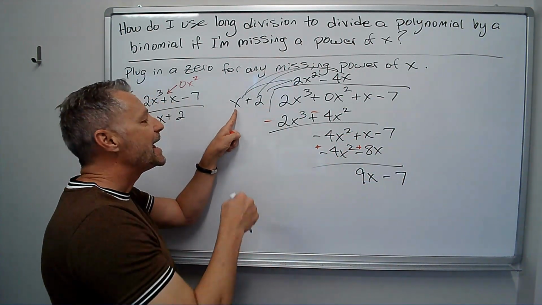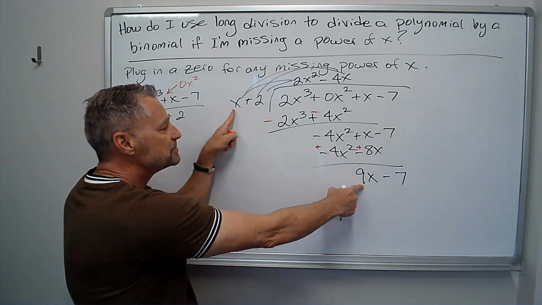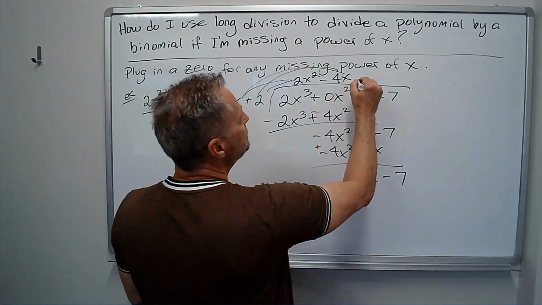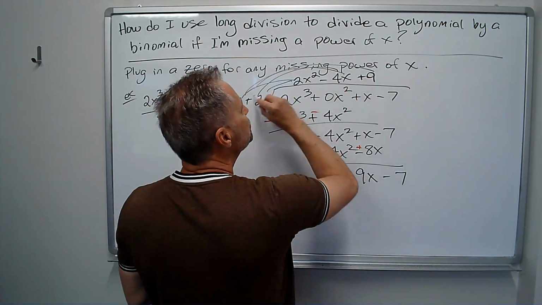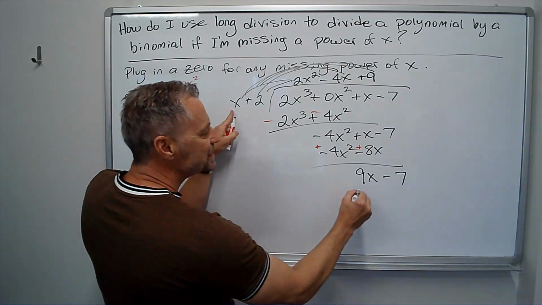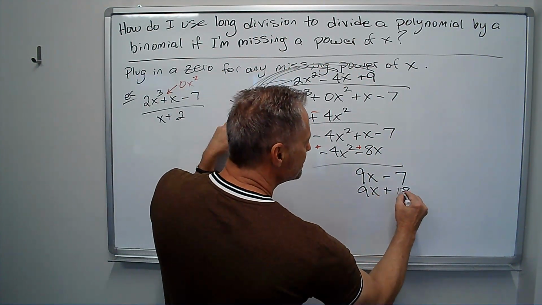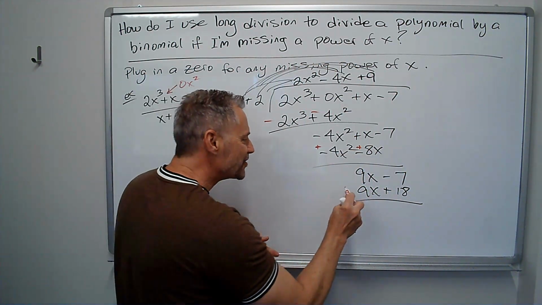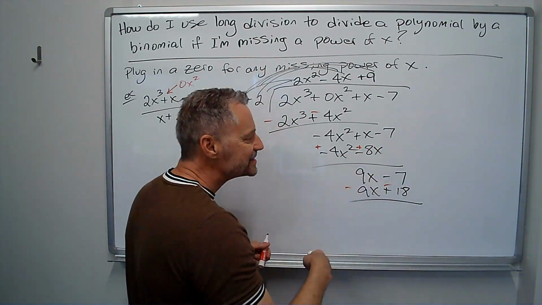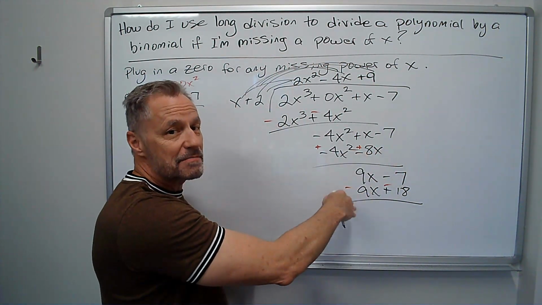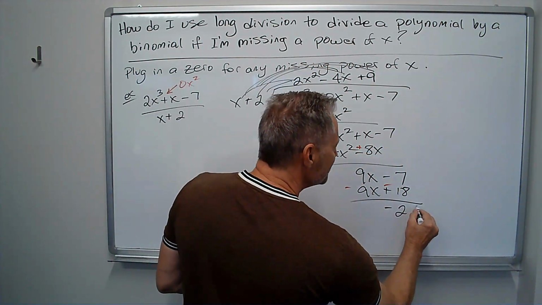Same thing. X times what gives me 9x? Notice I'm just looking at the first things. Oh, that's plus 9. Distribute as well. 9x plus 18. Subtract those. 9x's cancel out. Negative 7 minus 18, negative 25. That's my remainder.